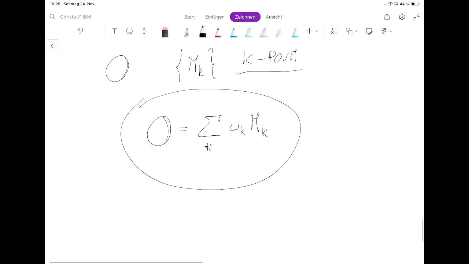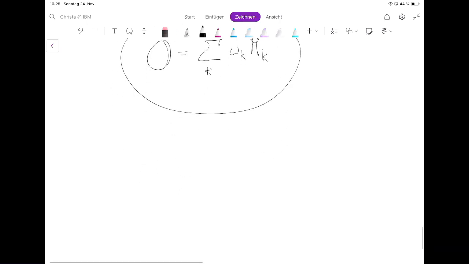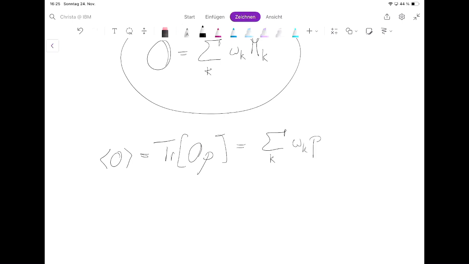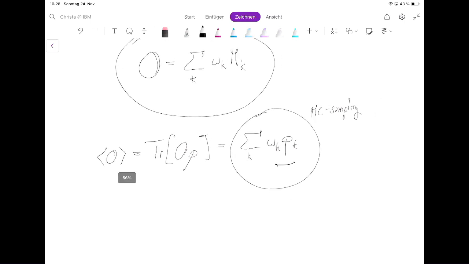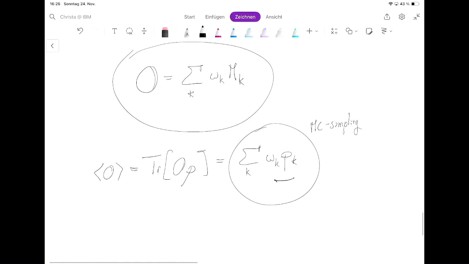This has 2 nice properties. One is that we can directly write the expectation value. If we write this, this is, as you know, a trace of O times the state, and this immediately becomes, thanks to the Born rule, an average over a true probability distribution. Okay? So what we need to do is basically a Monte Carlo sampling on the POVM.